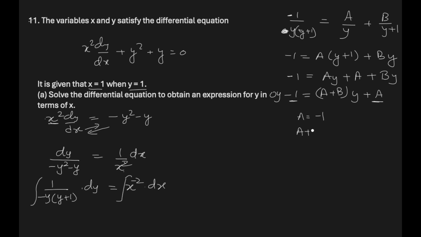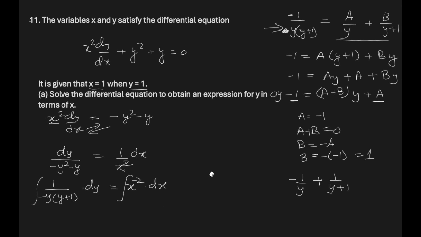A plus b, which is the coefficient of y, will be equal to 0. So b is equal to minus a. That means b is minus 1, which is 1. So our partial fraction becomes a is minus 1, so minus 1 over y. Let me write it properly. I will write integration there. So this thing becomes minus 1 over y plus 1 over y plus 1.